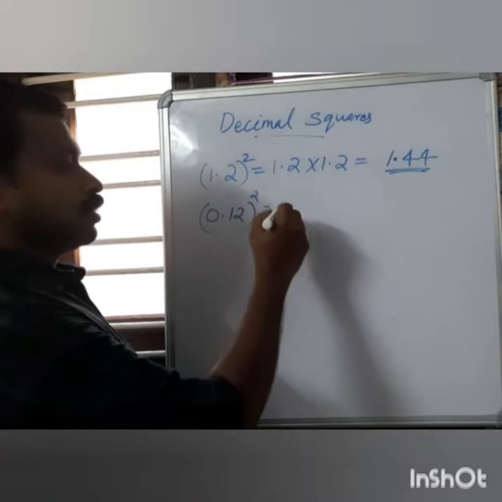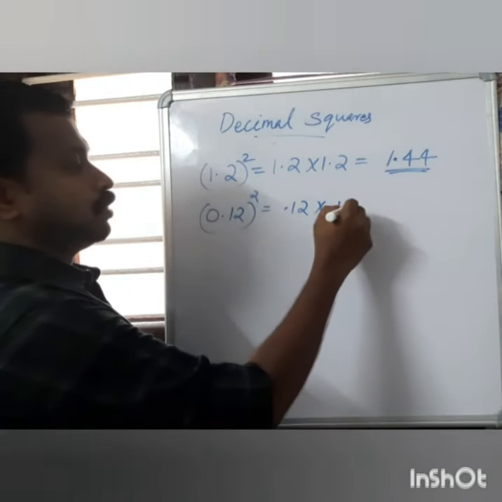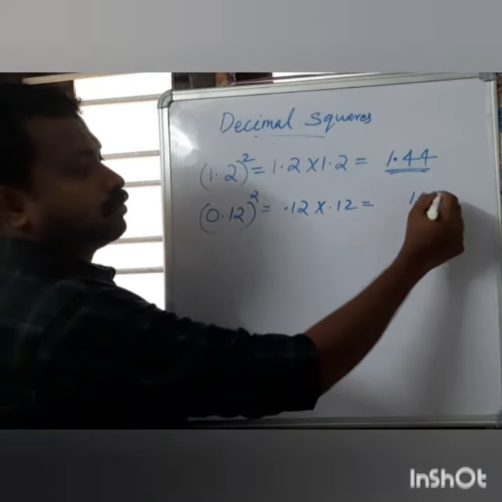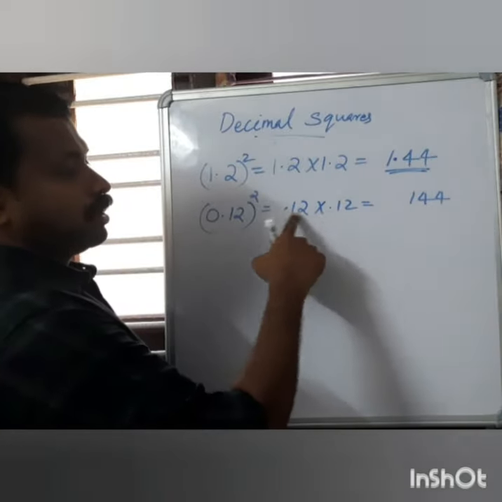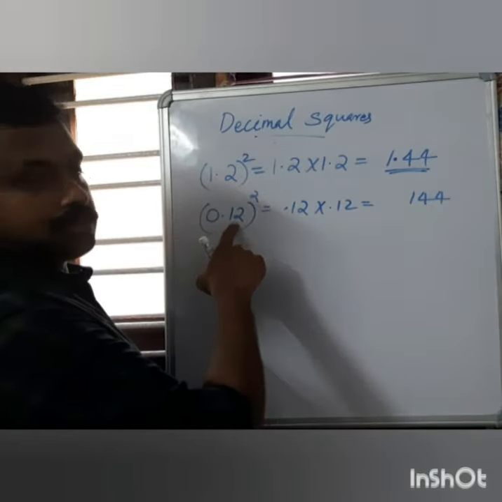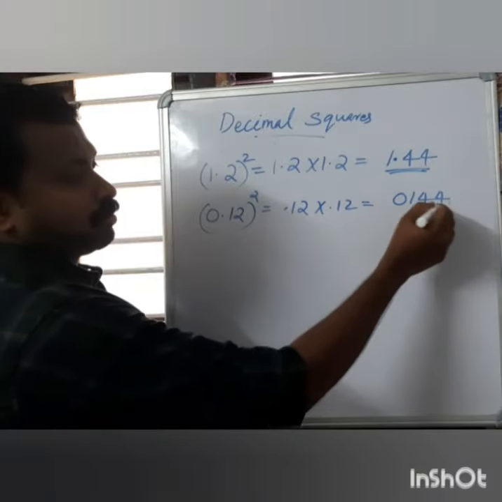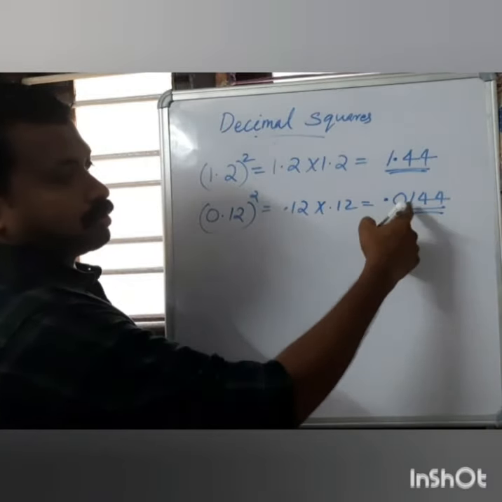0.12 square. It is 0.12 into 0.12. 144 is the square of 12. Here 2 decimals, in the answer there should be 4 decimals. So the answer is 0.0144.